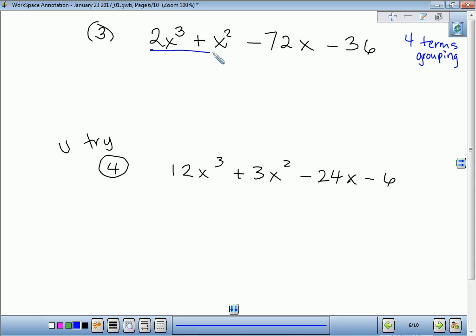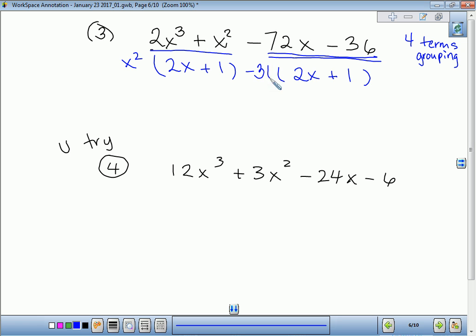If we look at the first 2 terms, do they have anything in common? X squared. They have an x squared in common. So if I factor out that x squared, it leaves me with 2x plus 1. Now, if this problem will factor with 4-term grouping, then when I factor something out of these two, I will be left with 2x plus 1. If it won't factor by grouping, I won't be able to make that happen. So, can I factor something out?